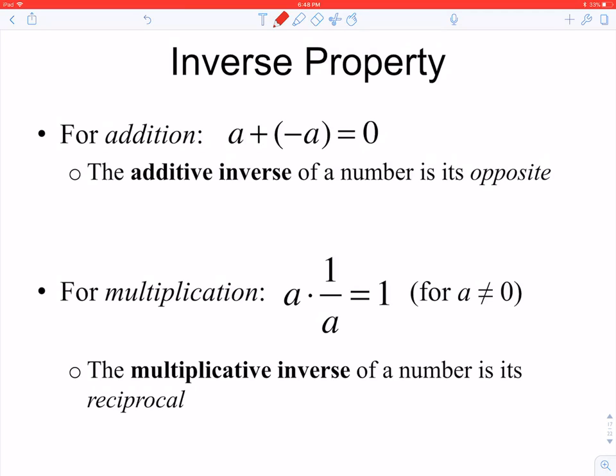Okay, the inverse property for addition says that every real number has an additive inverse. And if you add the additive inverse of a number to itself, then you get 0. So, for example, 2. The additive inverse of 2 is -2. 2 plus -2 is the same thing as 2 minus 2, which is 0.